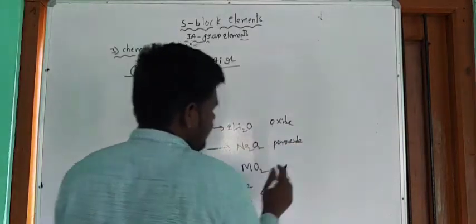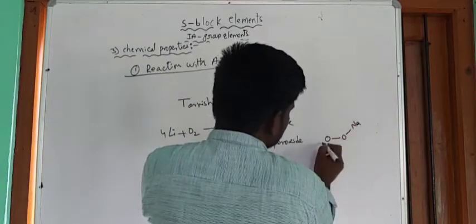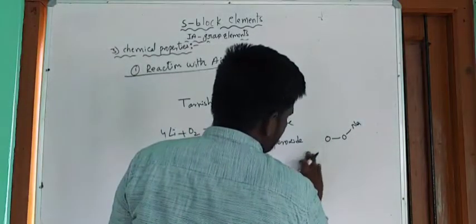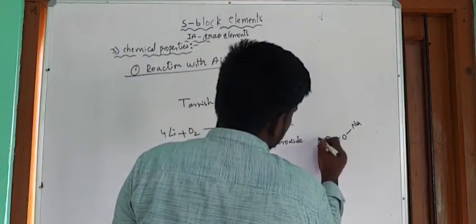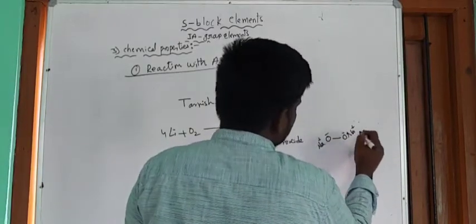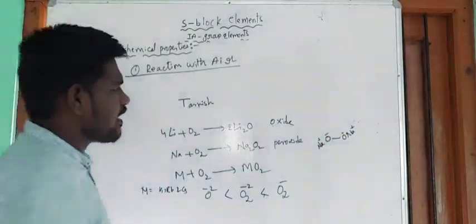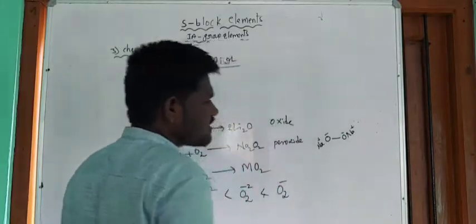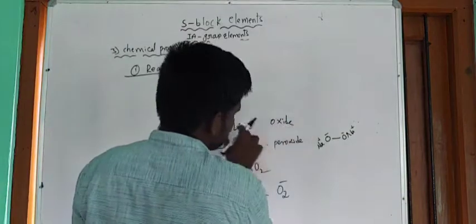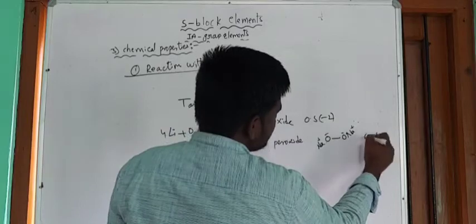Peroxide means between two oxygens a single bond is present, and each oxygen is connected with sodium like this. Actually, an ionic bond is present between these, Na+ and O-, and here also O- and Na+. This linkage is known as the peroxy linkage. In this peroxide, the oxidation state of oxygen is -1. In the case of oxides like lithium oxide, the oxidation state of oxygen is -2, and in this case -1.